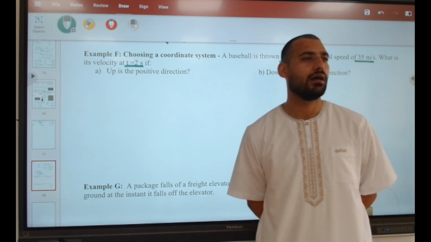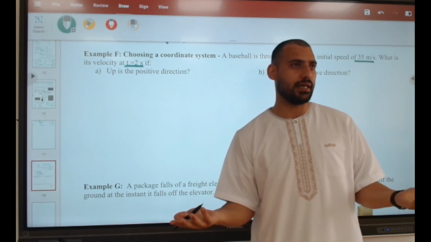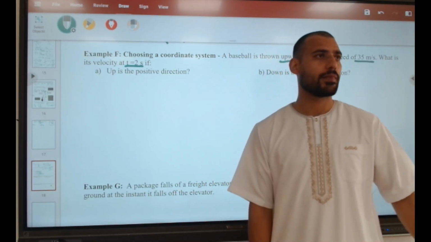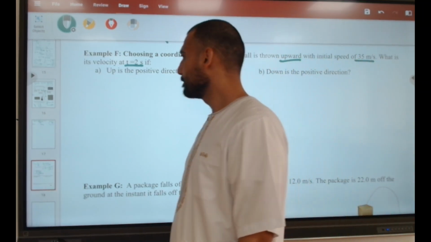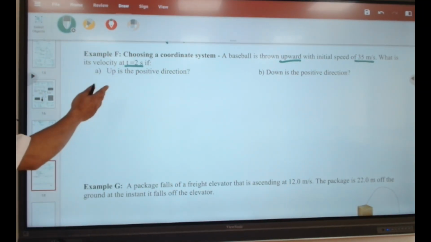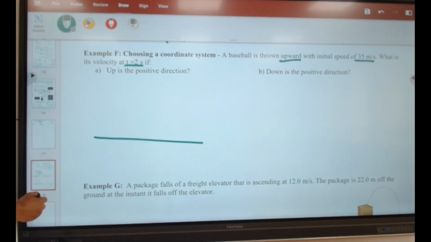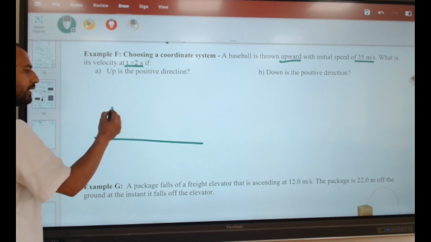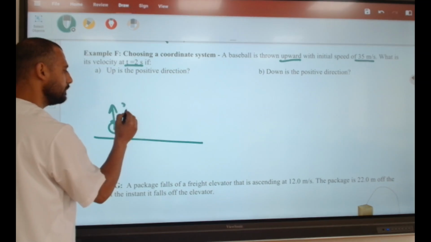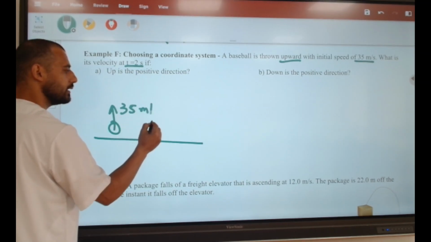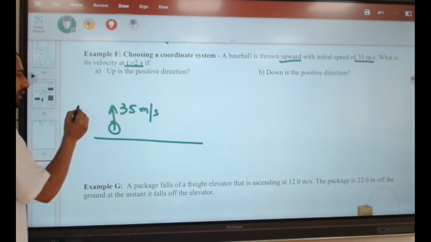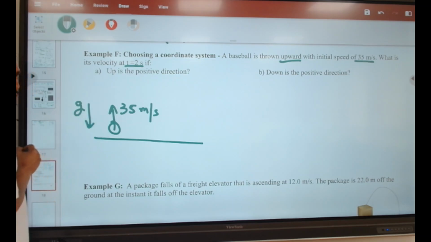Do it, come on. We know the kinematic equations, right? So try to use them. So in the first case, I'll show the first case. He's saying that up is positive. Up is positive means he's throwing it up with 35 meters per second, isn't it? Yes. So acceleration is downwards.